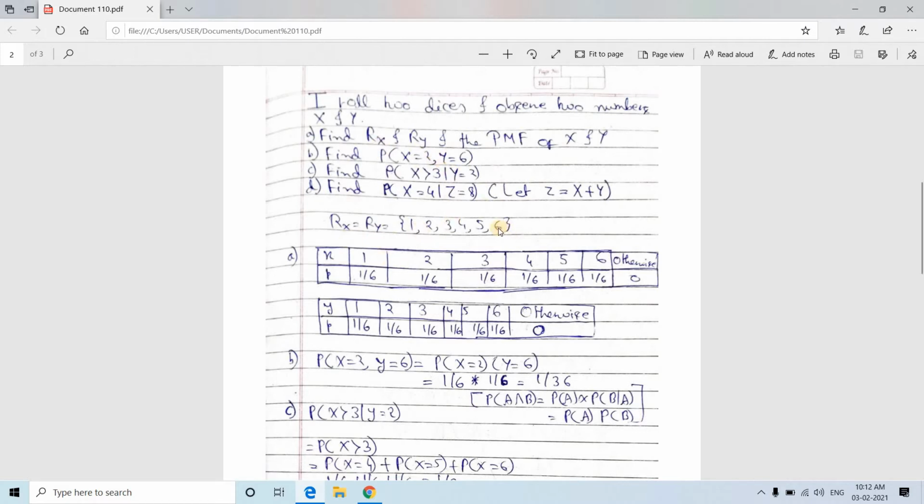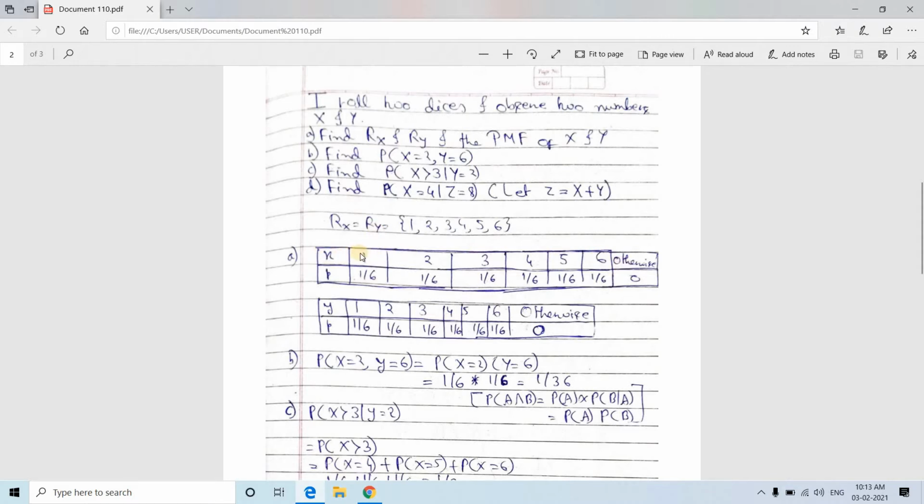Before going ahead, see, the question asked for the probability mass function of x and y. When you throw a dice, if it is unbiased, then for each of these values the probability of coming is 1 by 6. Because any one can appear and there are a total of 6 possible values, so 1 by 6. So basically the probability mass function will take this kind of form.